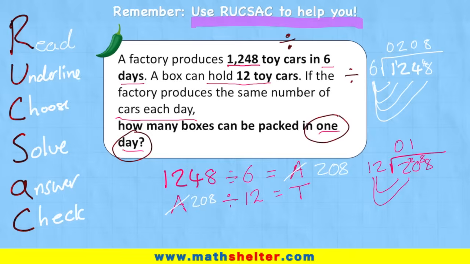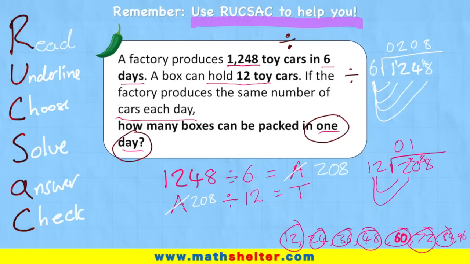And my last part says how many 12s are there in 88? Well, let's go open our 12 times table. 12, 24, 36, 48, 60, 72, 84, 96. So I can get 1, 2, 3, 4, 5, 6, 7, but I'm going to be left with a difference between the 84 and 88, which would be a remainder of 4. Or in other words, my answer would be how many boxes can be packed in 1 day, 17 whole, or 18 if I need to pack those extra 4. So I'm going to give an answer of 17 whole boxes.